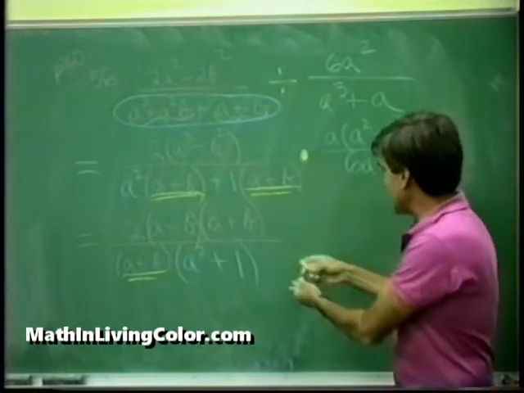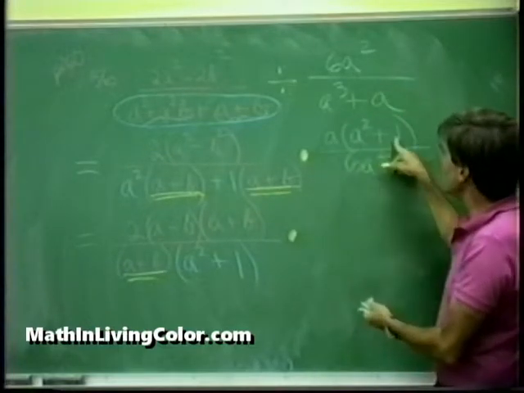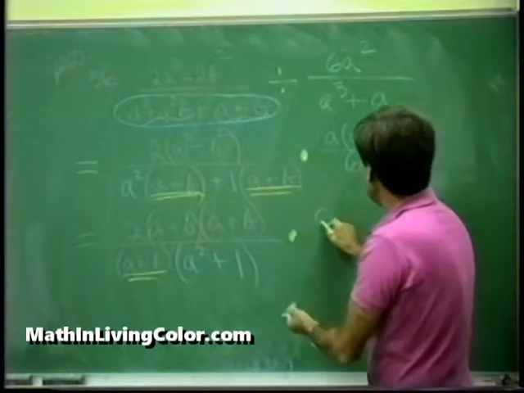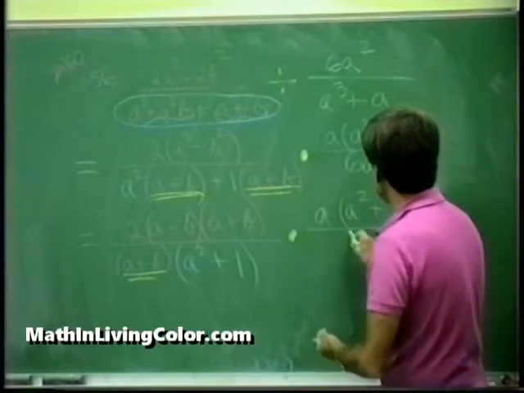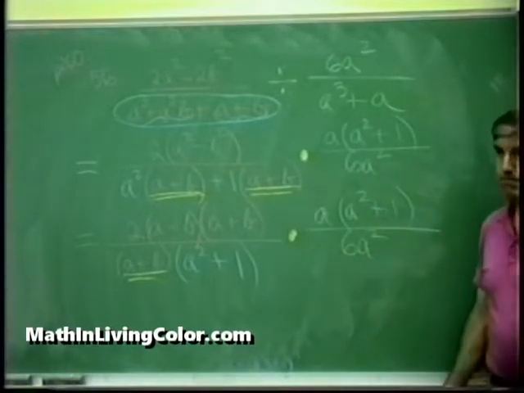So now I'll have to say times. And over here, you know what? I can't factor this either. So let's just put it down just like it is. That would be a times a squared plus 1. And this will be a denominator of 6a squared. Any questions there so far?